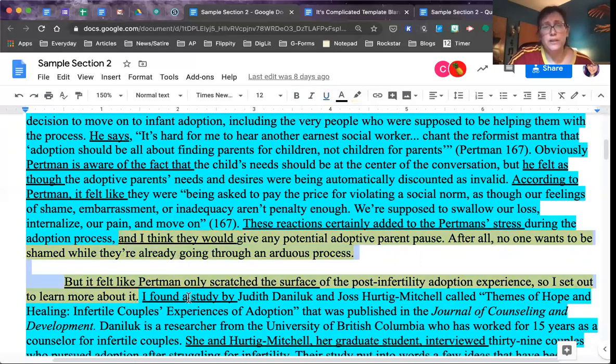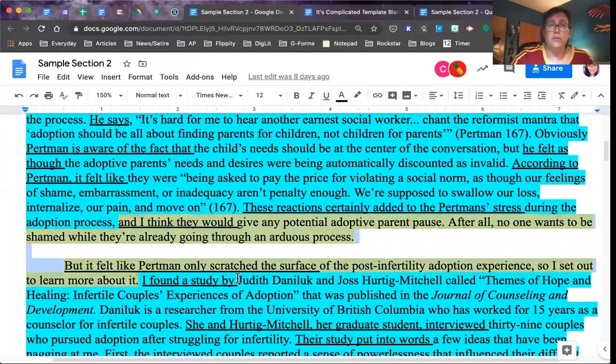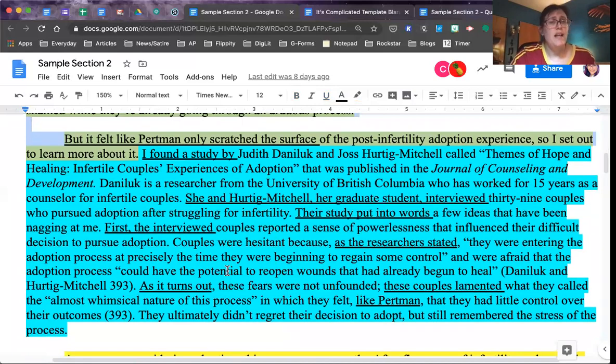And so basically what you see right here in this yellow is a transition from, okay, here's what the book said about it, to, okay, but I wanted to look further, and here's what I found when I looked further. Now, the one thing you're going to notice as I move down here is I found a couple of things that this extra source said, and I used them both, but I separated them by some I say. So I set out to learn more about it.